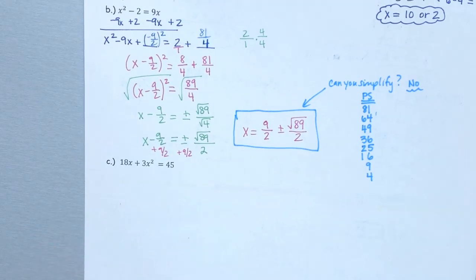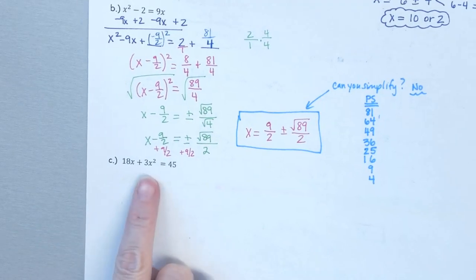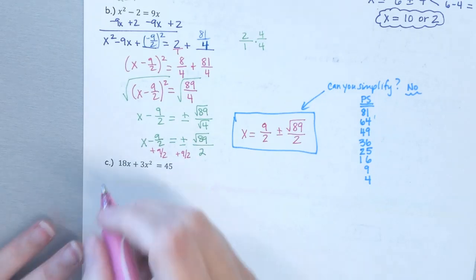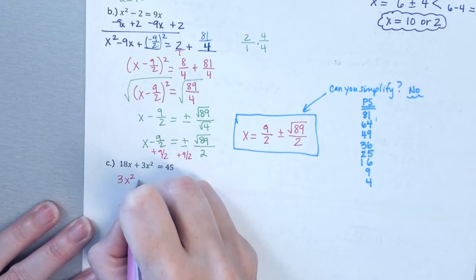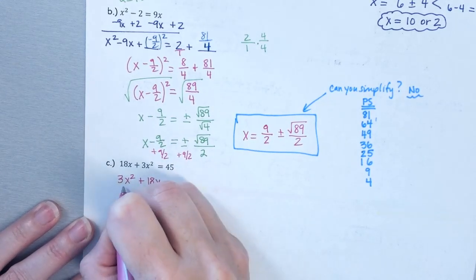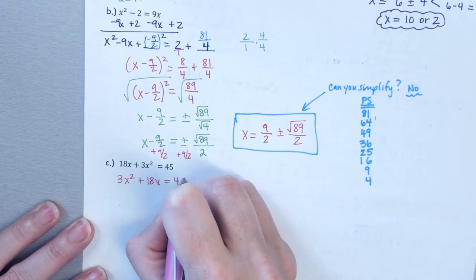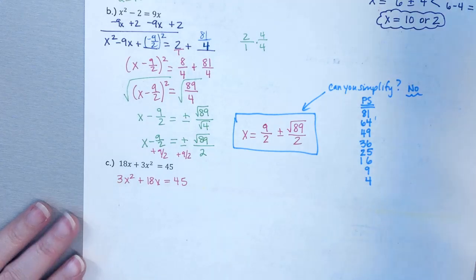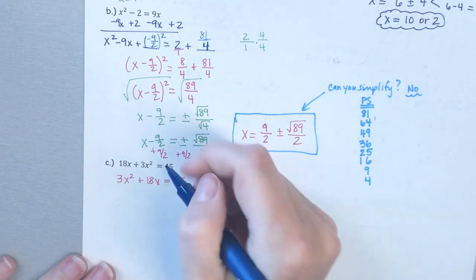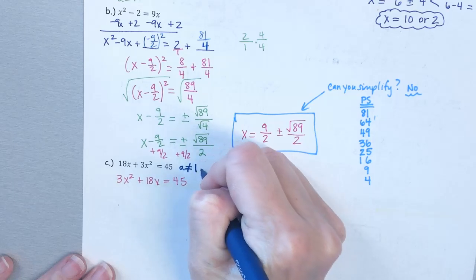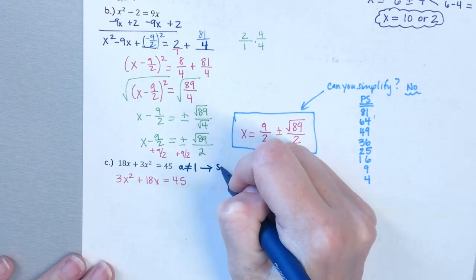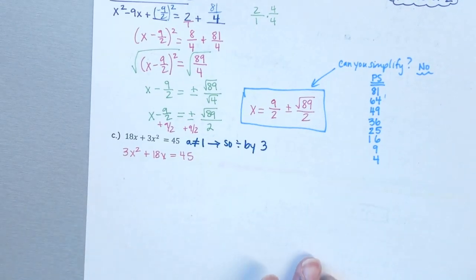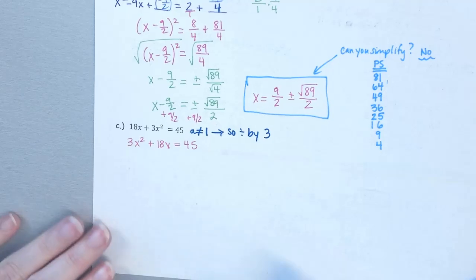All right, for part C, they did not write this in standard form. They put the x squared second and the x term first. You do want to have this in standard form. Okay, and that ax squared plus bx equals c. And then again, make sure you are asking yourself, is the a value 1? In this case, your a value is not 1, so what do we have to do? Yep, so divide by 3, because the a value is 3. So we're going to divide everything by 3.